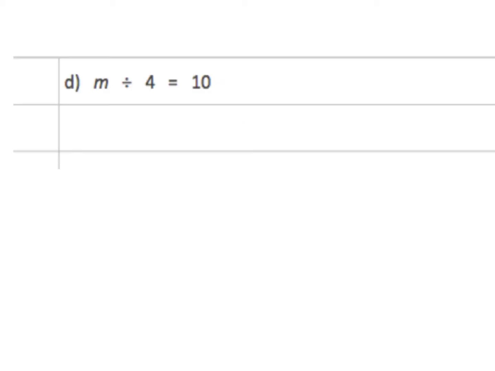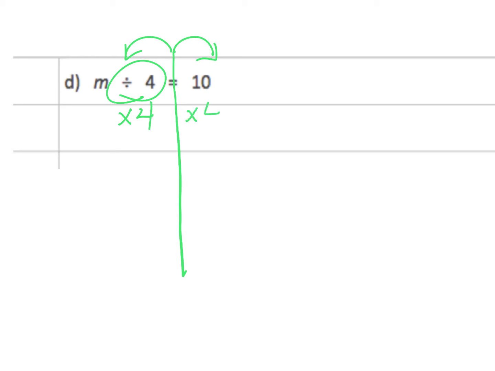Now let's go multiplication and division. Again, just as usual, we're going to split our equation down through the equal sign. What we do on one side, we have to do on the other. They're dividing by 4, so we're going to do the opposite. We're going to multiply by 4. And if we do it on one side, we have to do it on the other. Multiplying by 4 and dividing by 4 cancels out, leaves us with m all by itself. 10 times 4 is 40.